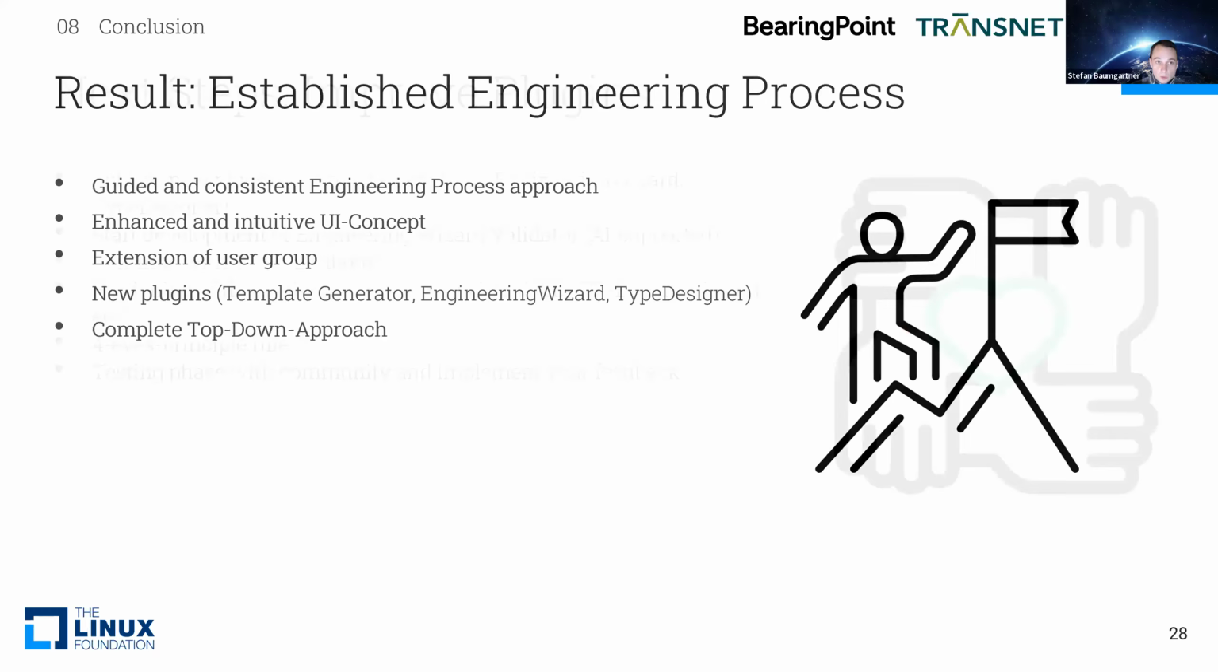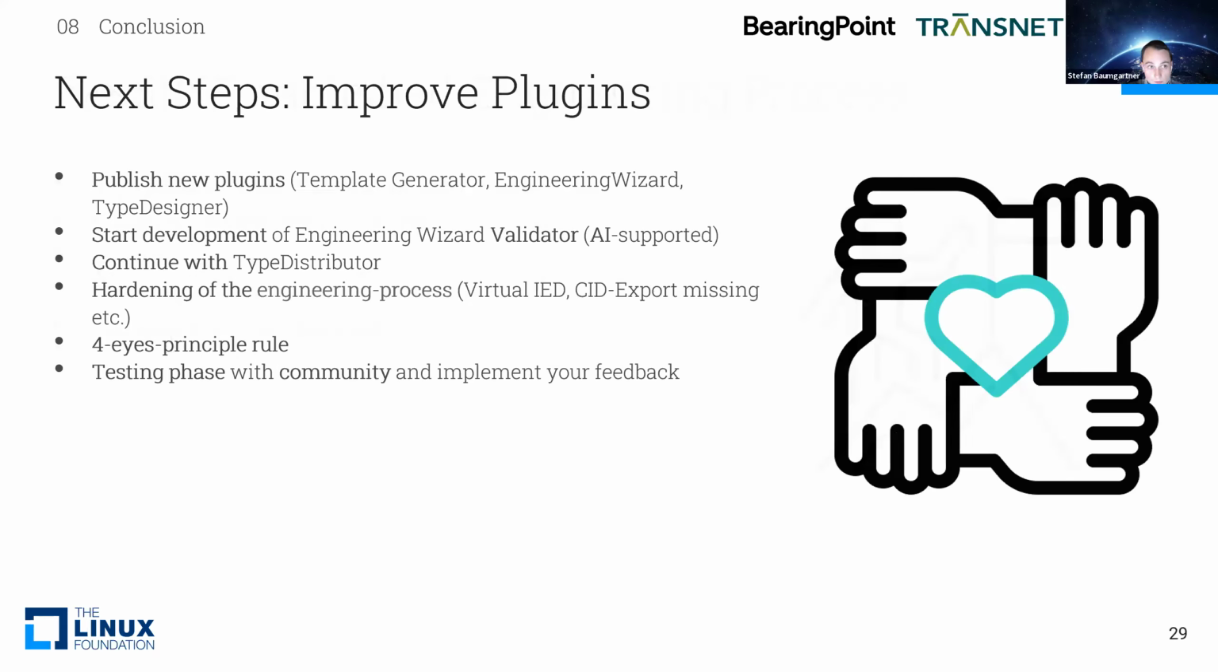So what are the next steps? We want to improve, of course, the plugins. And like you have seen here, the browsers are sometimes a little bit complicated and do not behave correctly each time. We want to start the development of the Engineering Wizard validator, maybe AI supported, because some rules could be set up with AI. We want to continue with the type distributor, and yeah, hardening as well the engineering process.